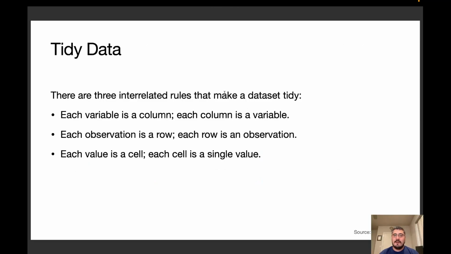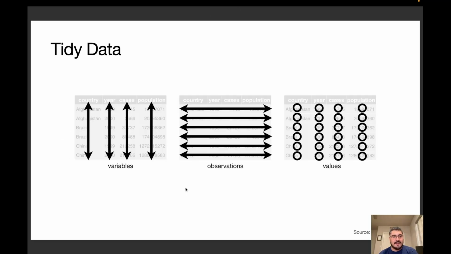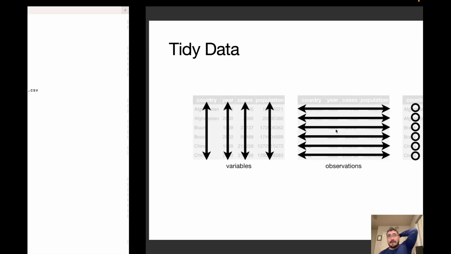Tidy data: each variable is a column, each column is a variable, each observation is a row, each row is an observation, and each value is a cell. So we have variables in the columns, observations in the rows, and cells specify single values. That'll be important as we go through this.